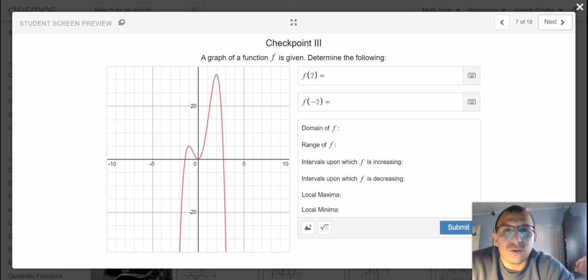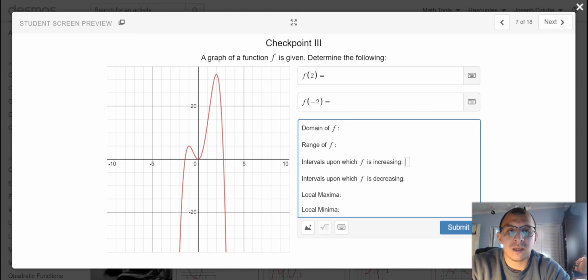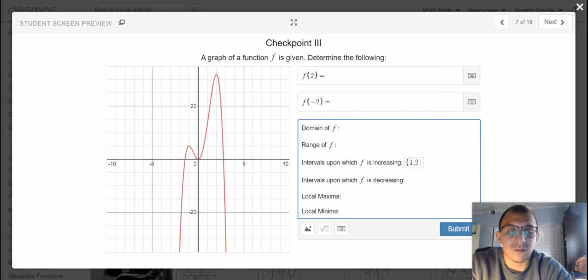So checkpoint 3, we've provided you with a function f, and you're tasked with identifying the following. What is f of 2? What is f of negative 2? The domain, the range, the intervals upon which f is increasing. I will identify one at the point 0. I can drag my point and see that the outputs are increasing up until this point here, 2. So I know that one of the intervals along which the function is increasing is 1 to 2.